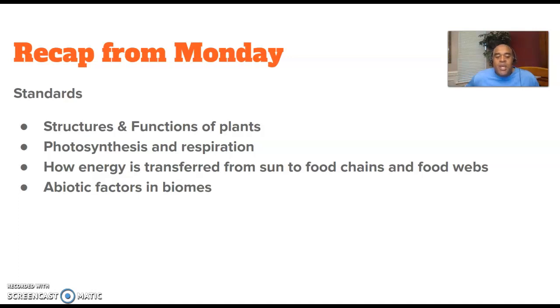Okay. Our last standard is abiotic factors, those non-living factors, and how they affect the various biomes, like the tundra, the desert, the rainforests, the oceans, and the freshwater biomes.